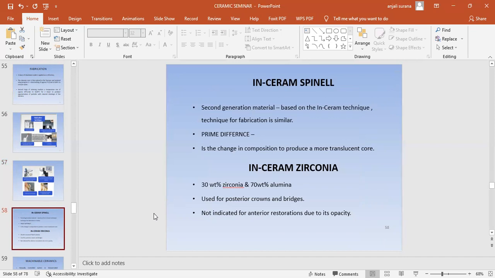Then we have In-Ceram Spinel, a second generation material based on the In-Ceram technique. The fabrication technique is similar to that of In-Ceram Alumina. The prime difference is a change in composition to produce a more translucent core. Then we have In-Ceram Zirconia, which has zirconia and alumina, used for posterior crowns and bridges, not indicated for anterior restorations due to its opacity.